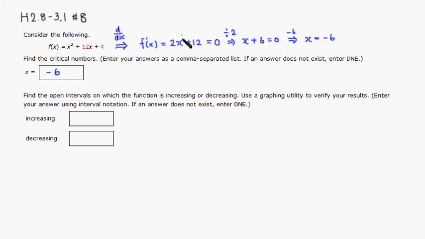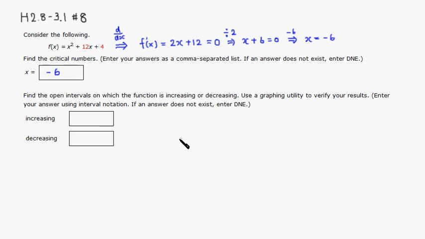Then this derivative, 2x plus 12, is a linear function which is defined everywhere. So we're not going to have a critical number that makes the first derivative undefined. So negative 6 is the only critical number. All right, then we have to talk about the intervals on which it's increasing and decreasing. So let's look at that.